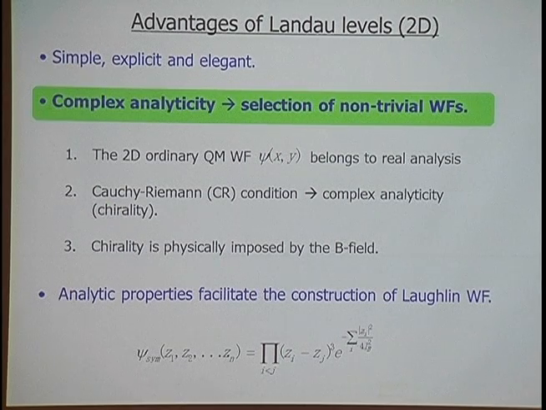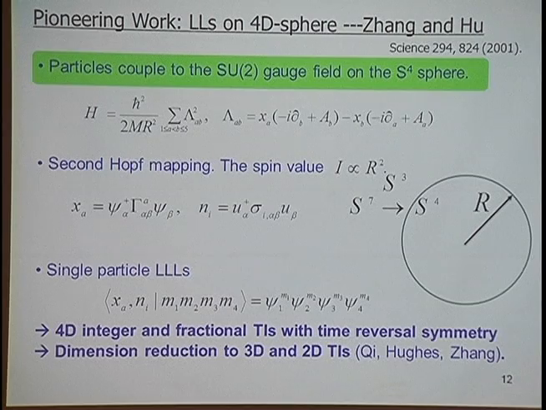Using physical language, in physics we call it chiral. And the chirality is physically implemented by the magnetic field. Based on these results, it greatly facilitates the construction of even the many-body solution for the fractional quantum Hall state, or Laughlin wave function. And this is an analytical function of multiple complex variables.